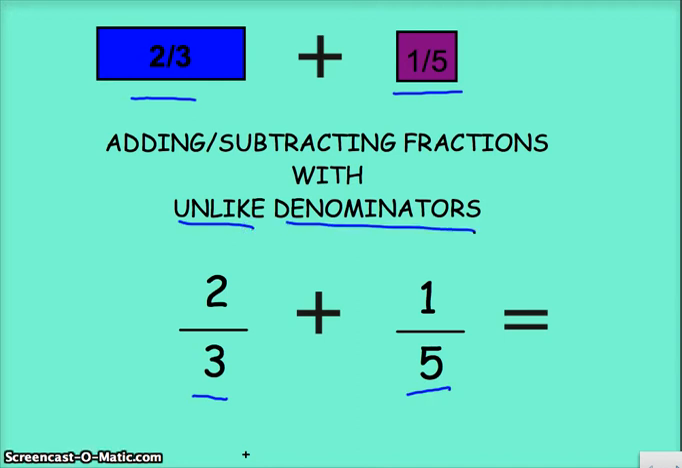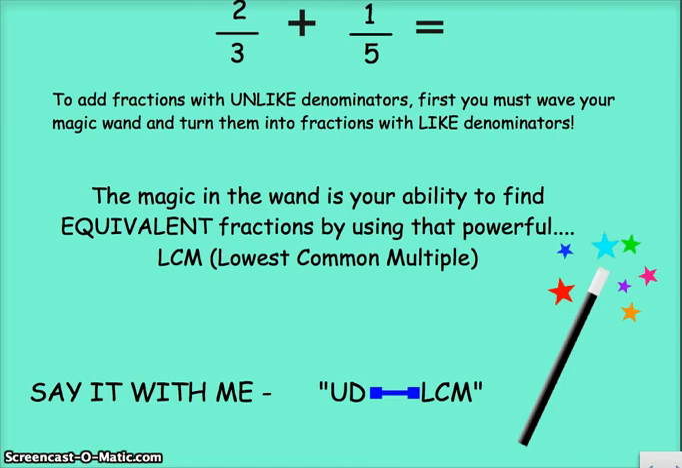As you know, the rule is you can never add or subtract fractions unless the denominators are the same. So how do we do that? To add them with unlike denominators, you first have to wave your magic wand and turn them into fractions with like denominators. To do that, you have to find equivalent fractions by using that powerful tool, the lowest common multiple.